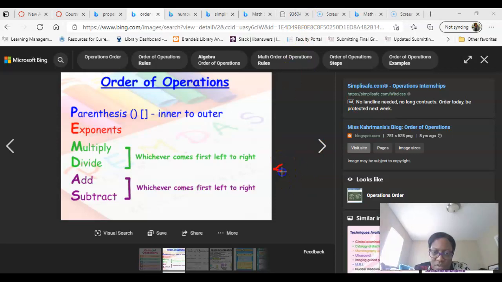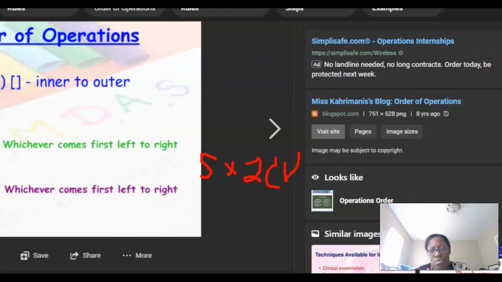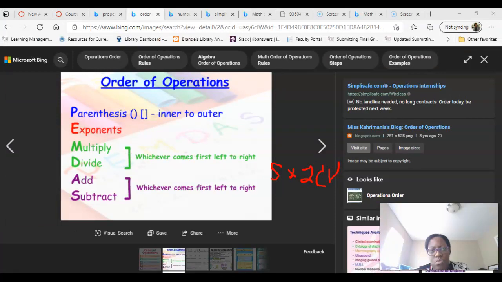All right, let's try it again. 5 times 1 times, in parentheses, 4 plus 2.